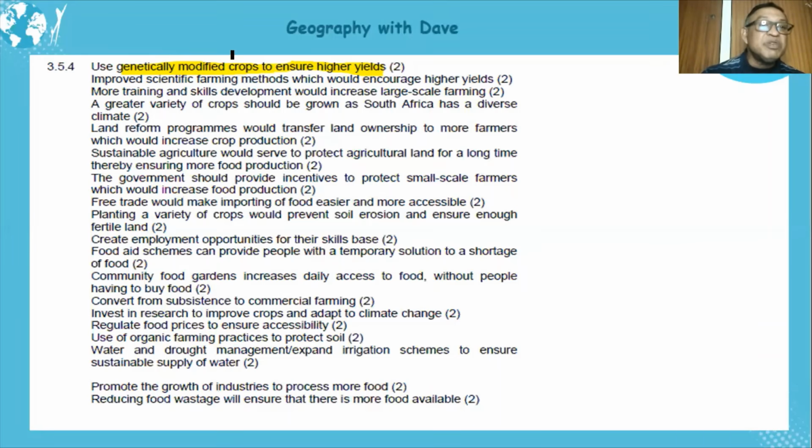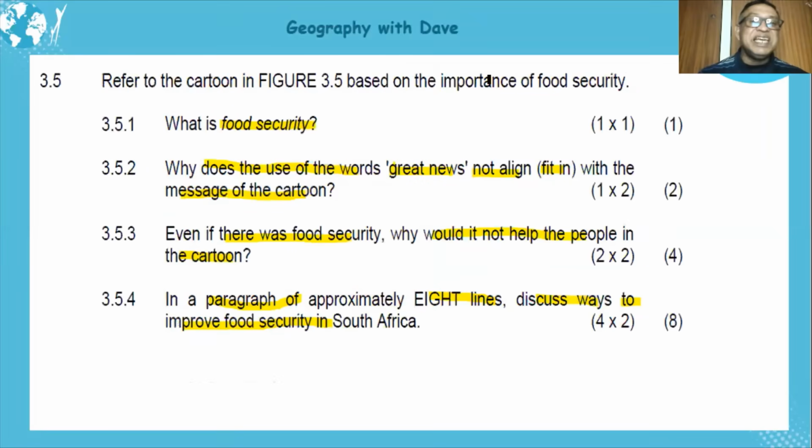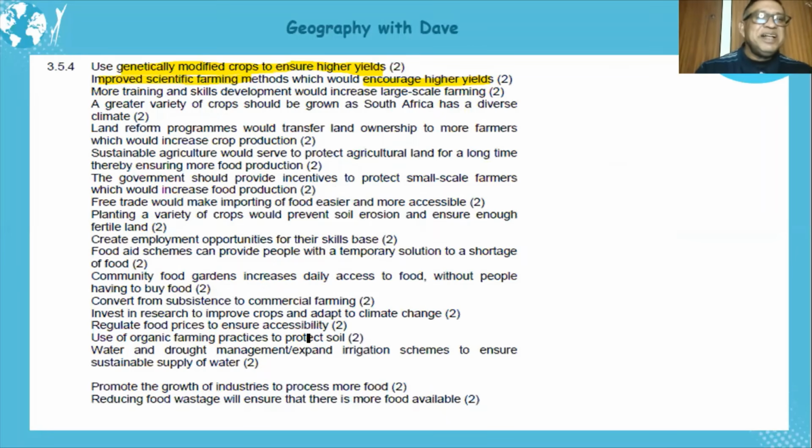Can you see the next one also? Improve scientific farming methods will also encourage high yields. Can you see what the examiner wants? The question clearly states, apologies, ways to improve food security. So how will it do that? If we say scientific farming methods, so what? What will it do? It'll create higher yields. Yes, that's an answer to improving food security. Okay, look at this.